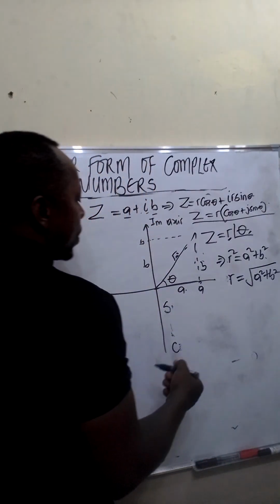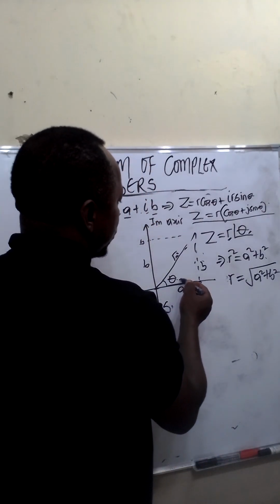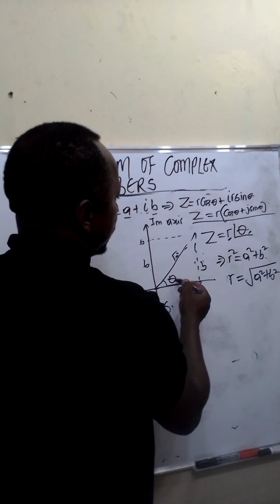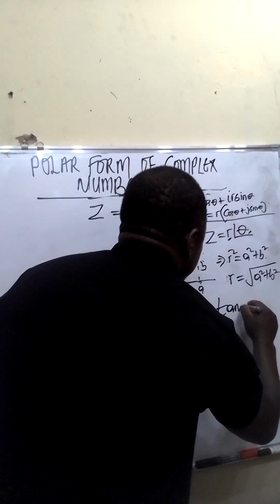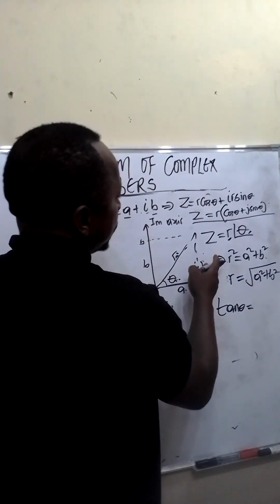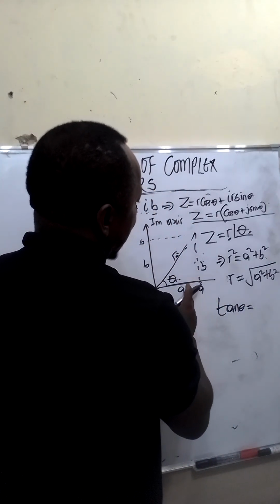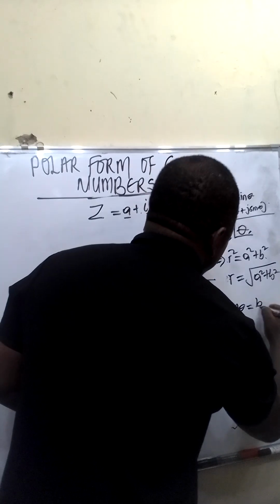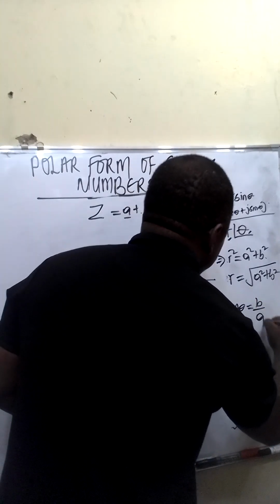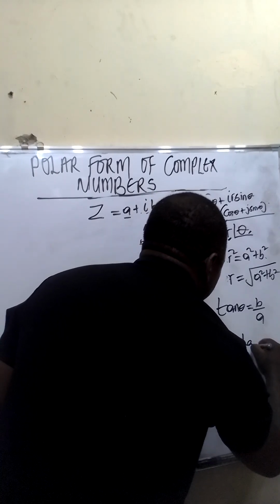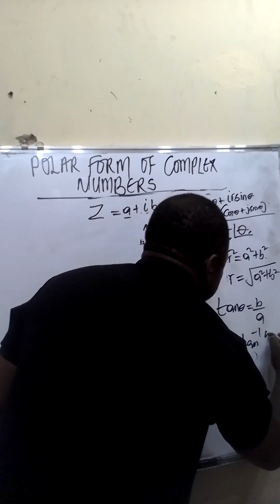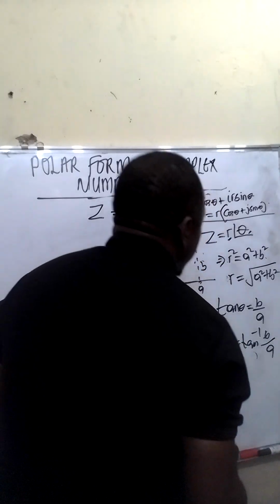Also, we can get our argument, our theta, from this diagram. Tan theta is equal to opposite over adjacent. Our opposite is B and our adjacent is A. So that our argument theta will be equal to tan inverse B over A.